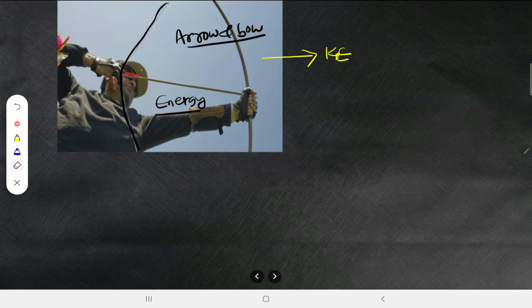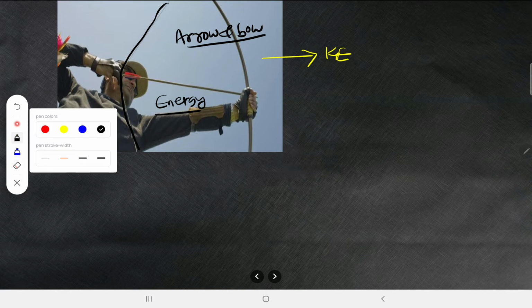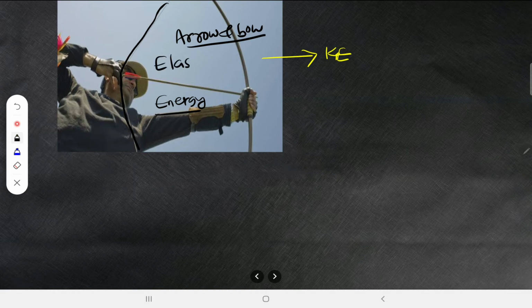But there must be some energy in this string, due to its elasticity. That energy is called elastic potential energy. What is the name of that? Elastic potential energy. I will come to the potential energy definition. For the time being, understand that due to this elastic potential energy, the arrow will go forward by gaining kinetic energy. That much you can remember for now.